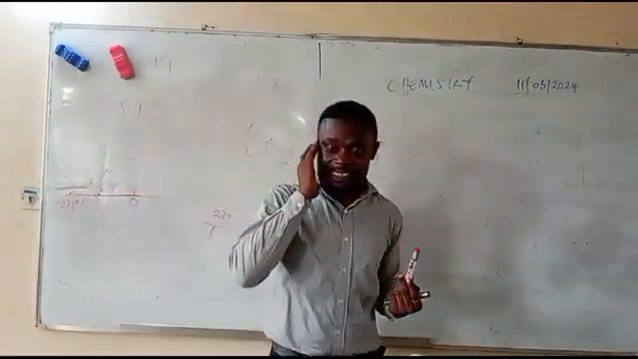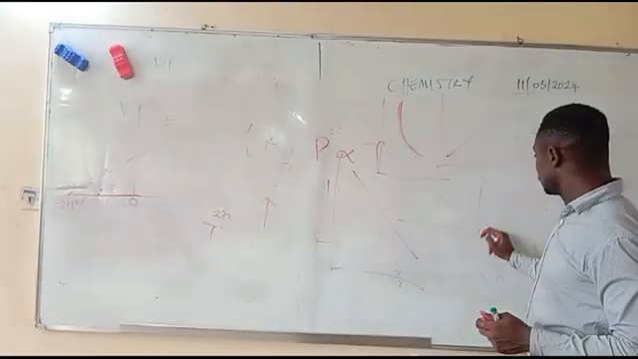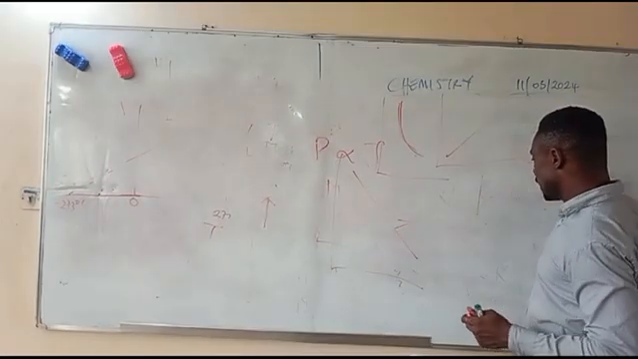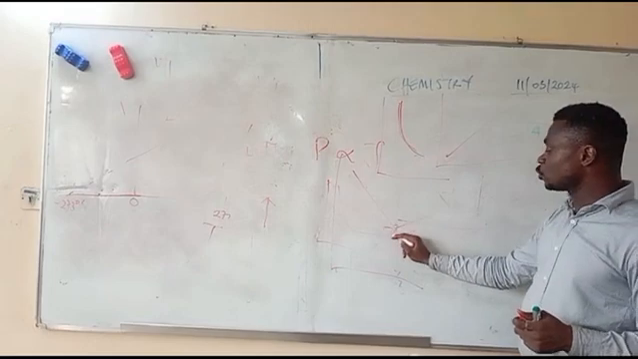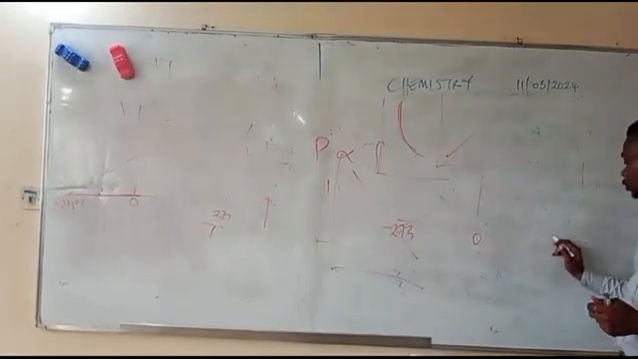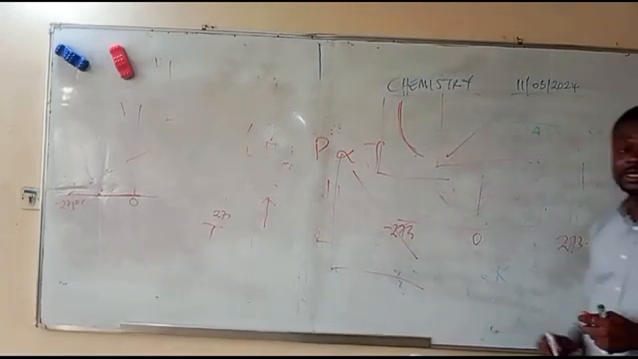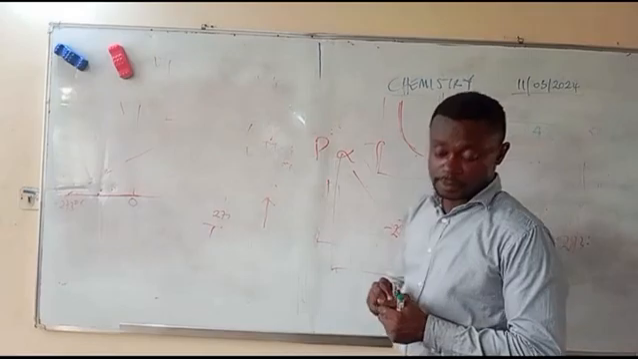But this is not an SS1 class, it's the jump class, right? Here we have 273 degrees Celsius, here is 0 degrees Celsius, and here is 273 Kelvin, as the case may be. Are we together? Is it clear?